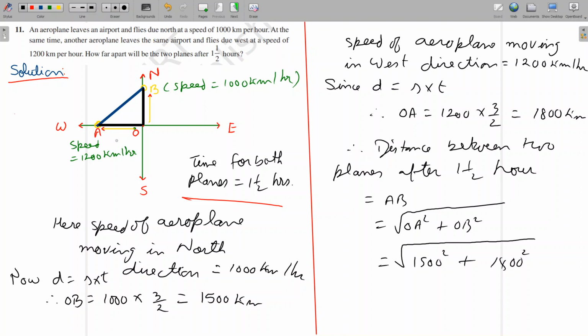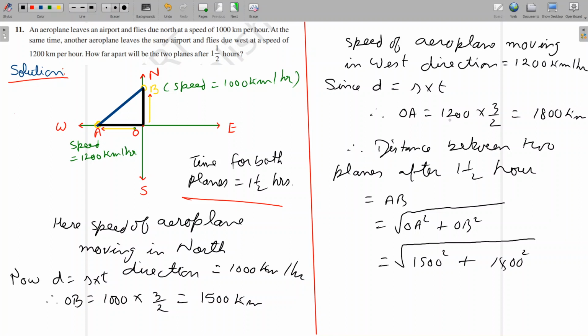So what we'll use is the formula of distance. Distance equal to speed into time. So for the first aeroplane, that is OB, D equal to S into T. So here the speed is 1000 and time is 1.5, that can be converted into 3 by 2. So 1000 into 3 by 2, cancelling 1000 and 2 we will be getting 500. So 500 into 3, 1500 kilometer. So OB will be 1500 kilometer, and similarly for OA we will apply the same formula of S into T.